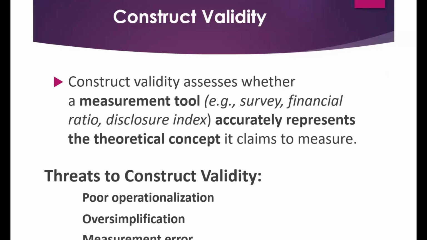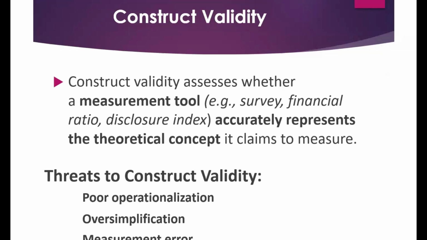One thing to consider about construct validity, there are threats to construct validity. One is poor operationalization. That is when you're using an inappropriate measure, using number of audit committee meetings as a proxy for audit quality, when meetings could be superficial.